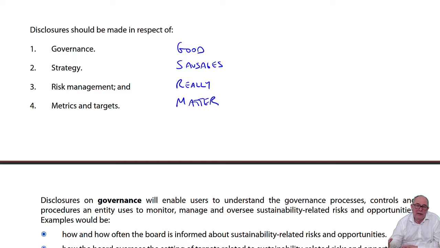That's how I learned it, really. Governance is like my non-exec directors, my audit committee. Strategy is my exec directors. Risk management, more day-to-day management. Metrics, everyone in the organisation. It's helped me to learn them anyway.